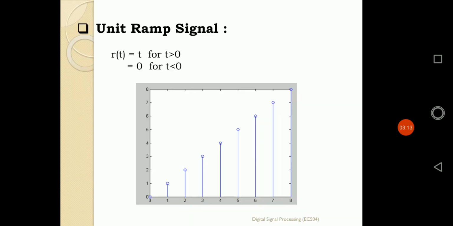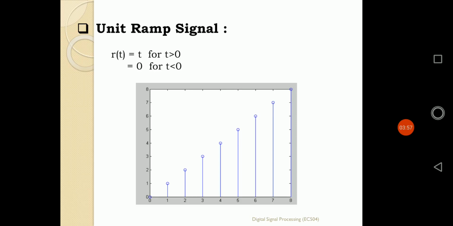Now the third type of signal is known as ramp signal, unit ramp signal. Ramp signal is basically represented as r of t, and the value of r of t, that is the amplitude of the ramp signal, is equal to the value of time t for t greater than or equal to 0. So from that time onwards, the amplitude of the ramp signal is exactly equal to the value of time. Whatever the time value is for t greater than or equal to 0, the ramp function amplitude completely follows that. That's why it is known as unit ramp signal.